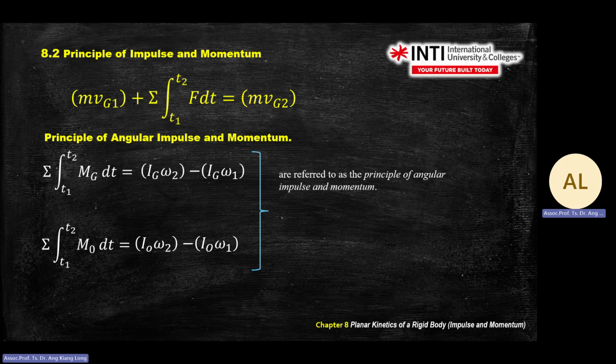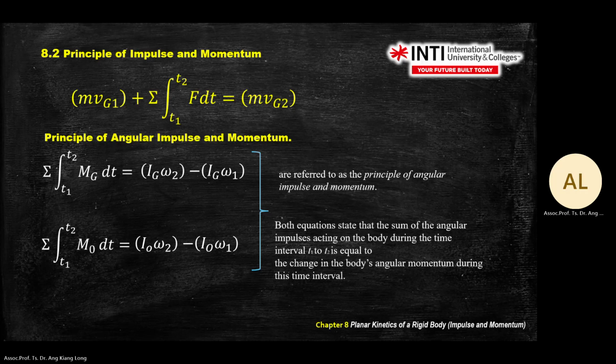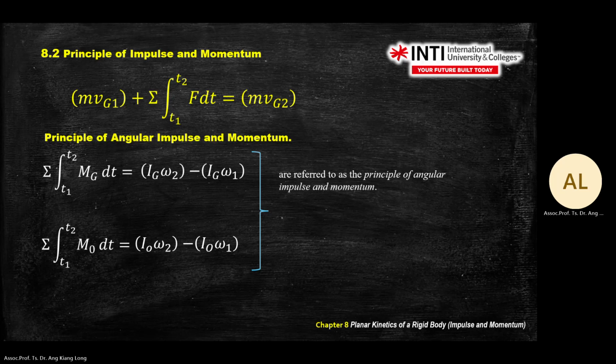Okay, so because you are having angular impulse here, in this formula, if you don't write the negative, you can move the negative to the left. You are arriving at one more principle. It's called principle of angular impulse and momentum. So you have two. One on the top is principle of impulse and momentum.